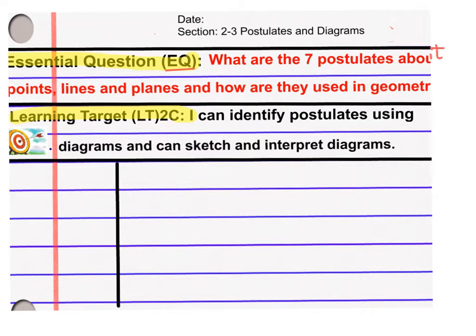And then we're on Learning Target 2C. I can identify postulates using diagrams and can sketch and interpret diagrams. So if you need to pause the video, please do so. I'm going to move on so I can fit this in one video.